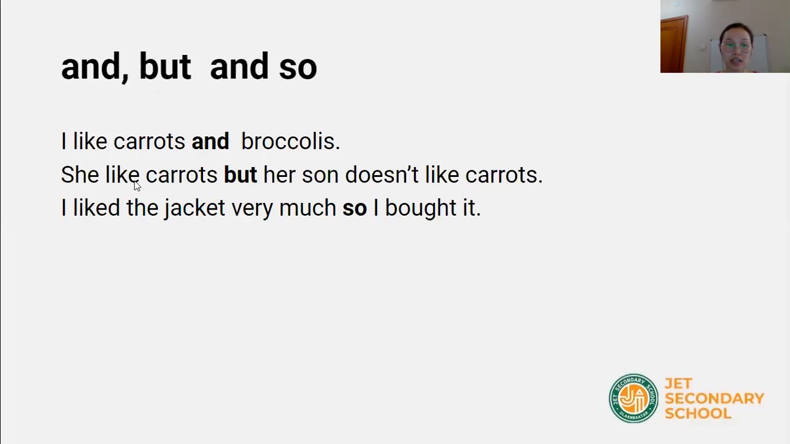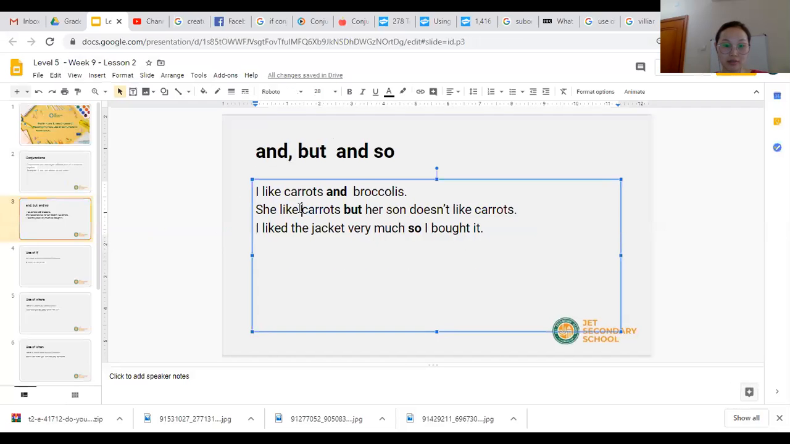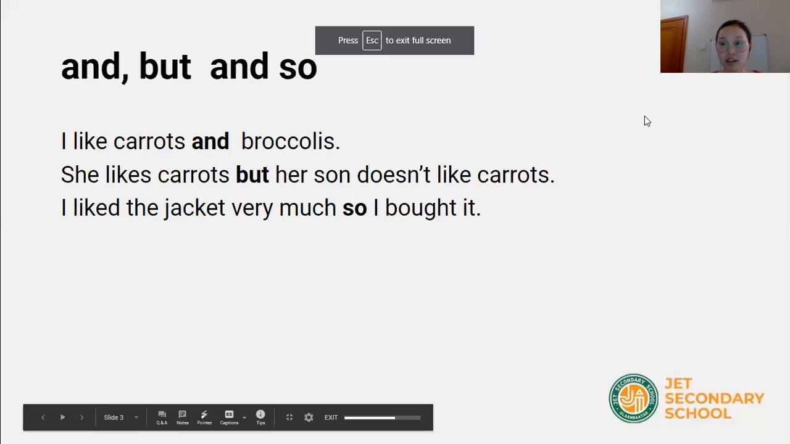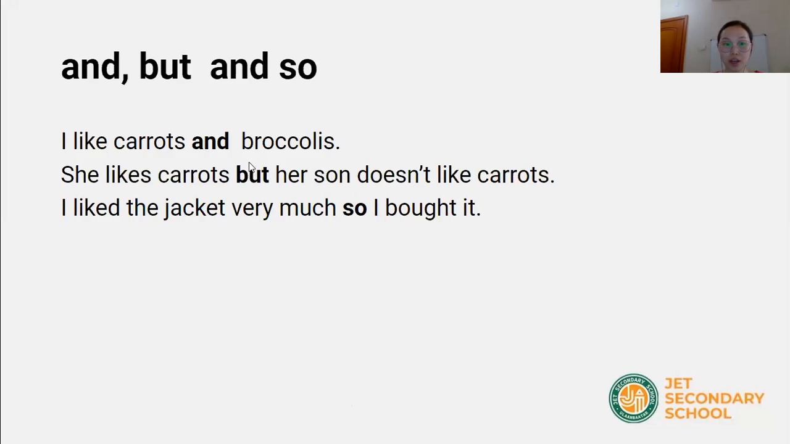Next one. She likes carrots. But her son doesn't like carrots. So here, but is used to show contrast in this sentence. One likes carrots, one doesn't like them. There is the contrast, and the word but is here to help connect and contrast different meaning sentences.